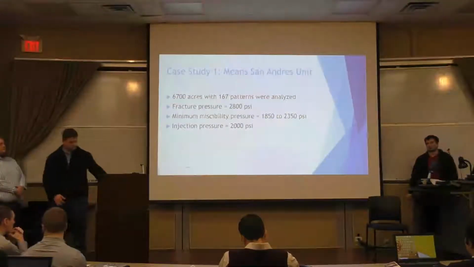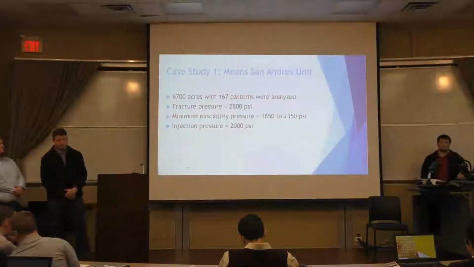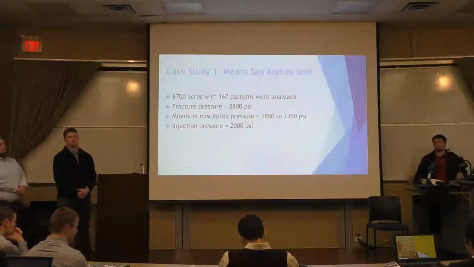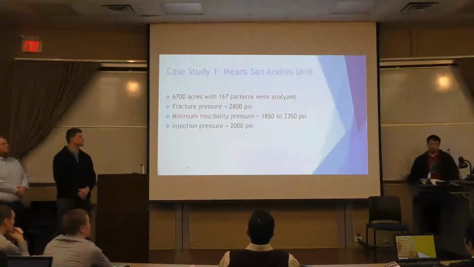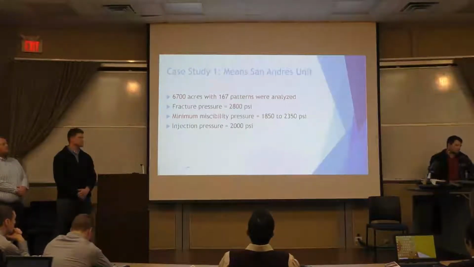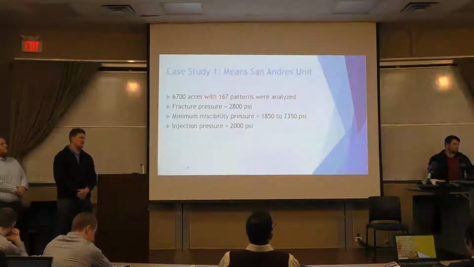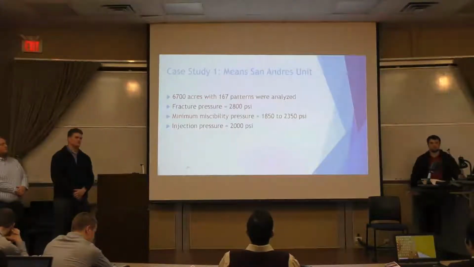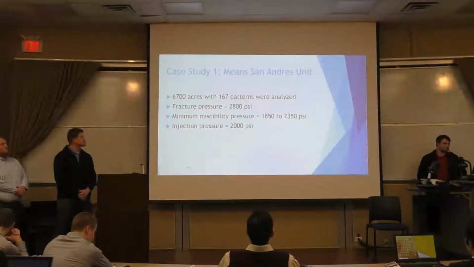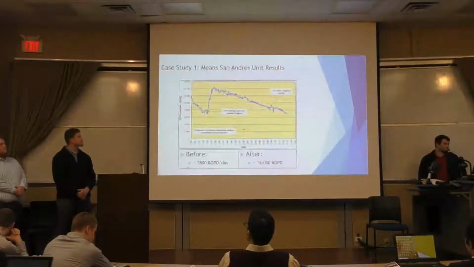The fracture pressure in this formation was 2,800 psi, and our minimum miscibility pressure, they used slim tube testing, ranged from 1,850 to 2,350, so a relatively high minimum miscibility pressure. So they chose an injection pressure of 2,000 psi, but that varied across the field, and that's just to keep it, again, in that window.